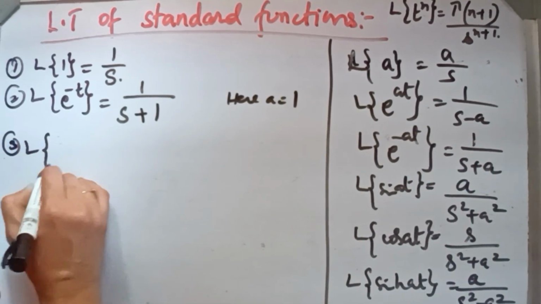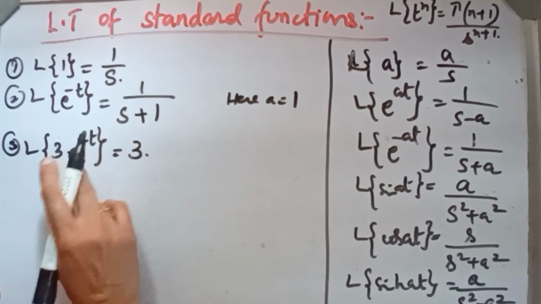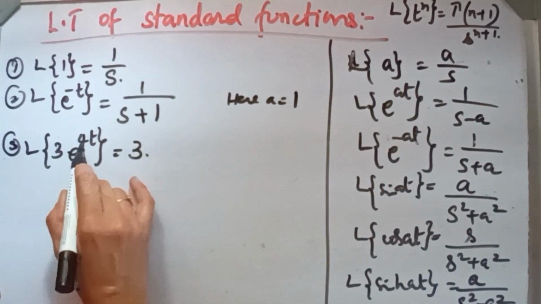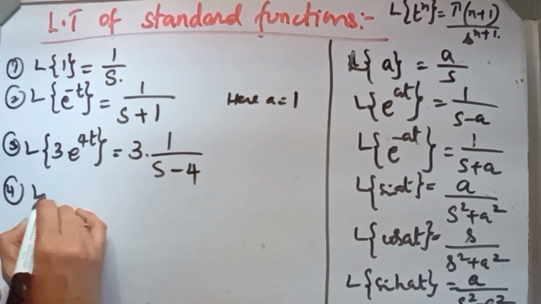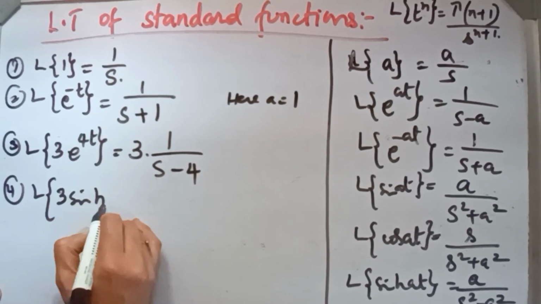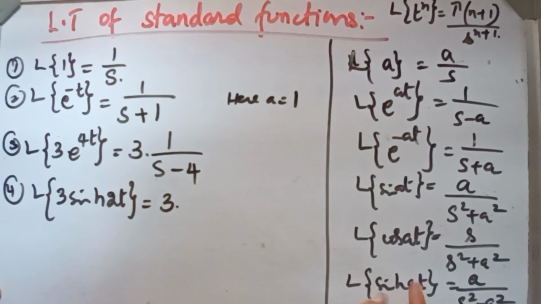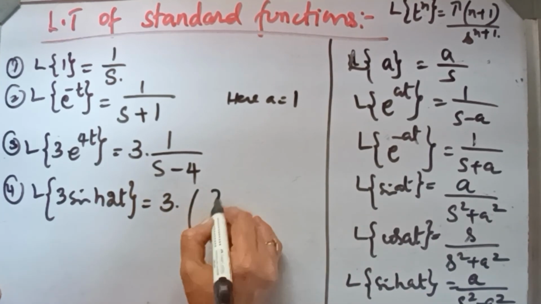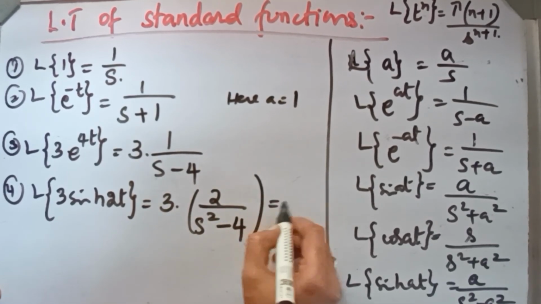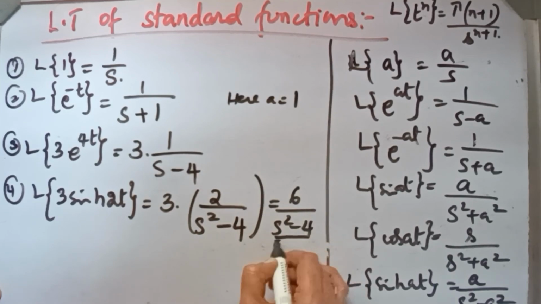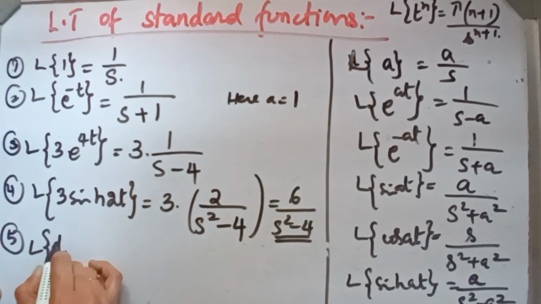Next, the Laplace transform of 3 into e to the power 4t. 3 is a constant, you can take it outside. Then the Laplace transform of e power 4t, by this formula with a as 4, is 1 by s minus 4. Next, the Laplace transform of 3 sin hyperbolic 2t. This 3 is a constant. Sin hyperbolic at, with a now 2, gives 2 divided by s square minus a square, which is 4. So 3 times 2 is 6 by s square minus 4. This is the answer. Next, fifth one, the Laplace transform of t to the power 5.